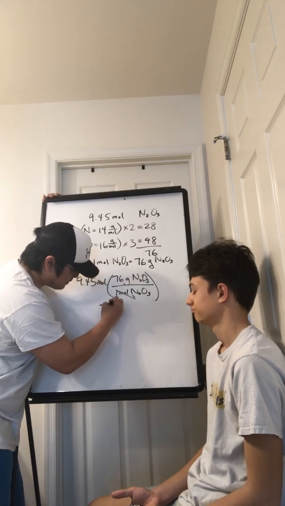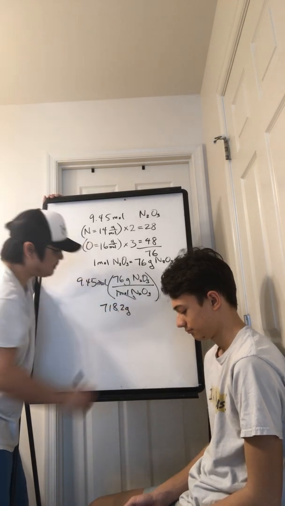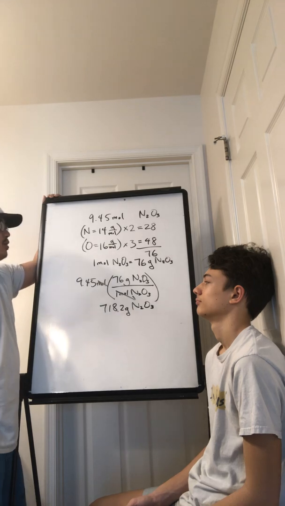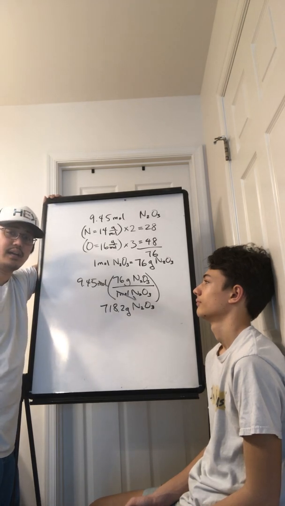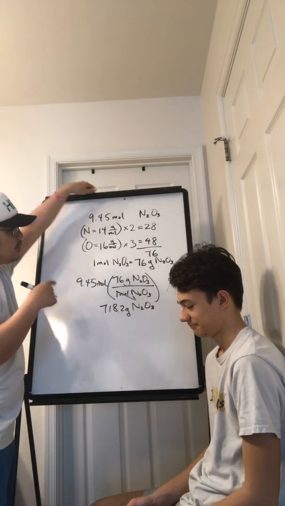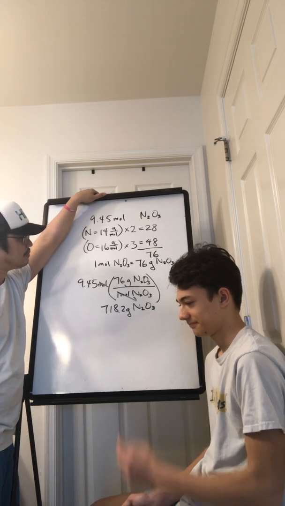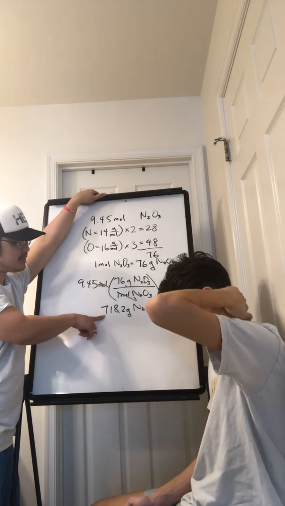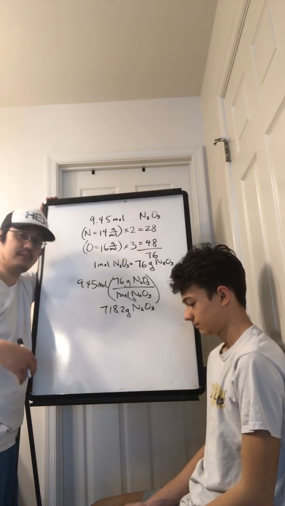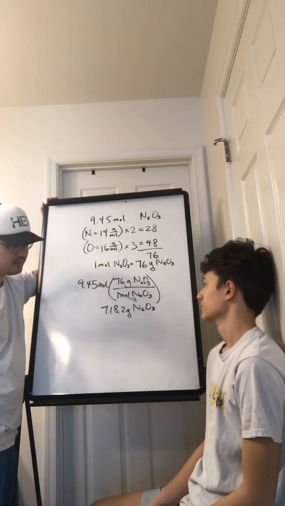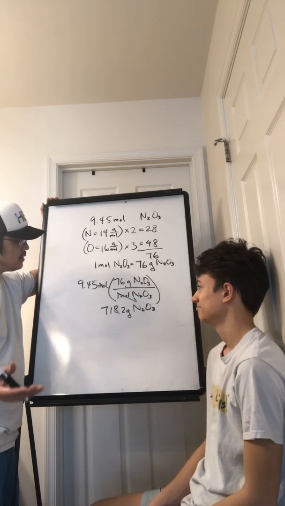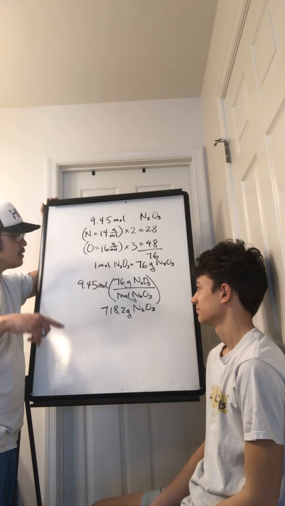718.2, cool. All right. And if I were a real stickler about this, and to be honest with you, I am, I would say that's 720 grams of N2O3. And why would I round it? Why do you think? Because 0.2 grams doesn't matter? No. Because sig figs.